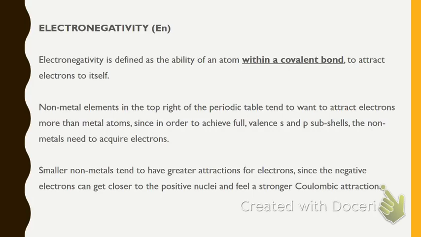Electronegativity is defined as the ability of an atom within a covalent bond to attract electrons to itself. So the difference here is we're talking about when I'm bonding things, which one has the highest electronegativity. That is definitely important in the bonding unit because the one with the greatest electronegativity is the one that gets the electron, either taking it or sharing it and getting it more often, making a polar compound.